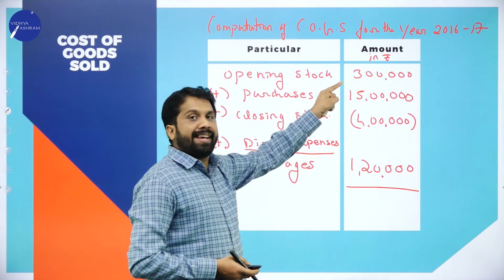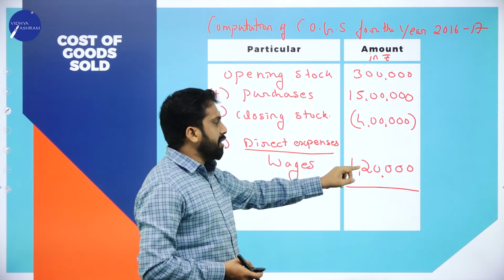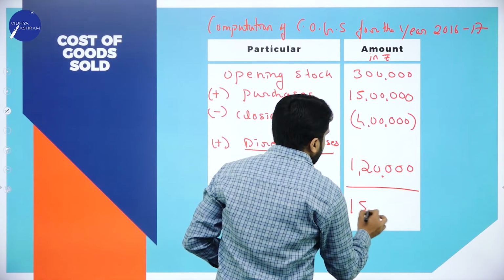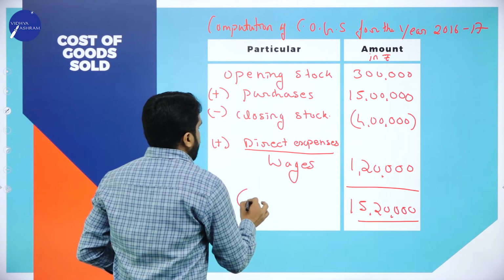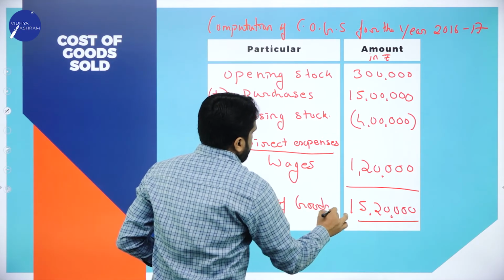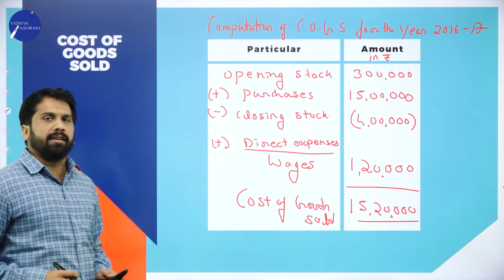Now, how to calculate? 15 plus 3, 18 lakh. 18 minus 4, 14 lakh. 14 plus 1,20,000, how much? 15,20,000. This is what? Yes, this is your cost of goods sold. Clear? Simple calculation.